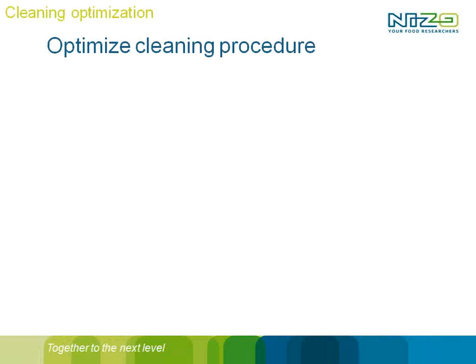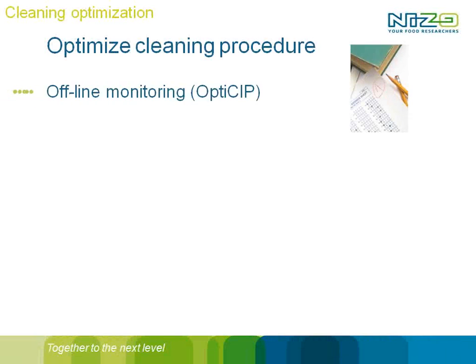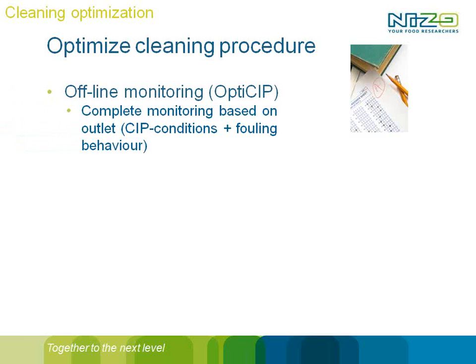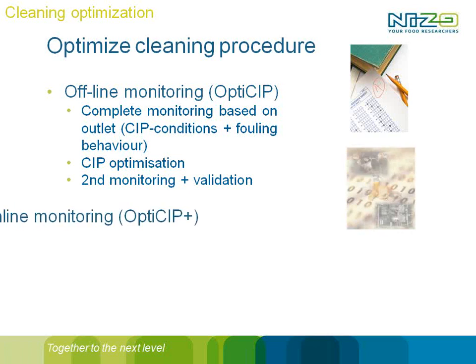So, something about the optimization. If we have an optimal process, we would like to optimize the cleaning process itself. The tool we use is OptiCIP, and actually what we're doing is monitoring a cleaning cycle by taking samples at the outlet, registering all CIP conditions, which valves are used, etc., and measuring in the samples how much fouling is removed. Based on that knowledge, we optimize the cleaning procedure and do a second monitoring to validate it.